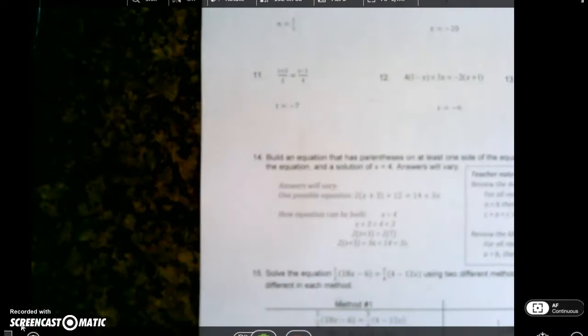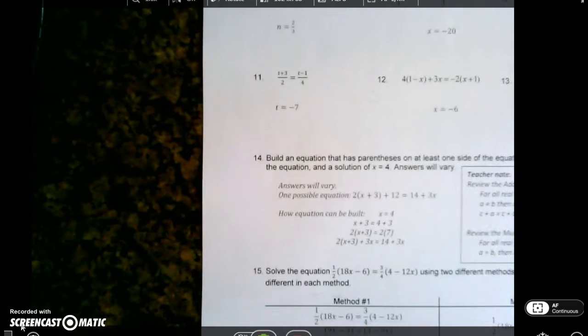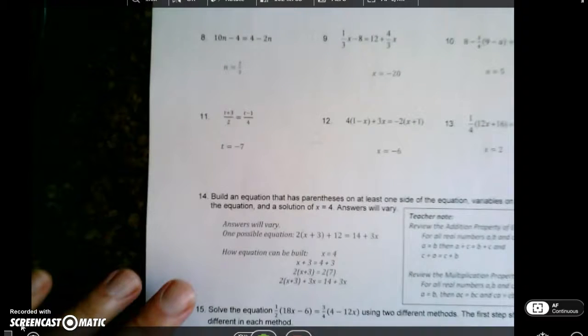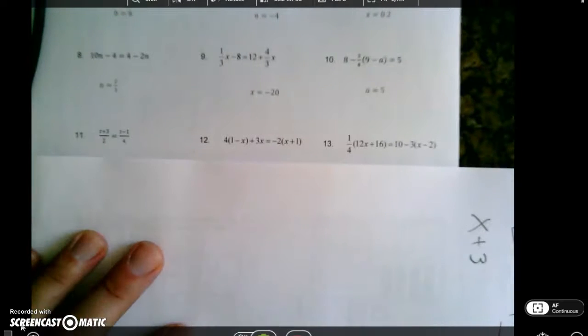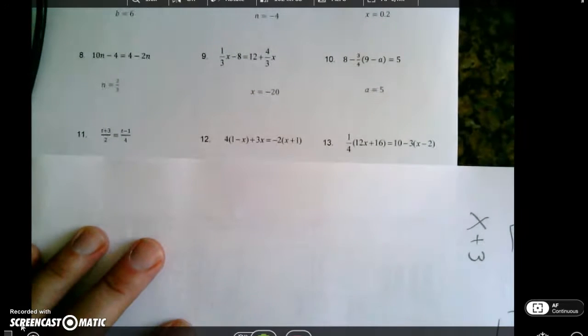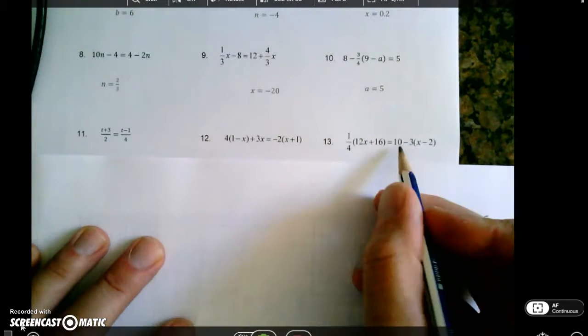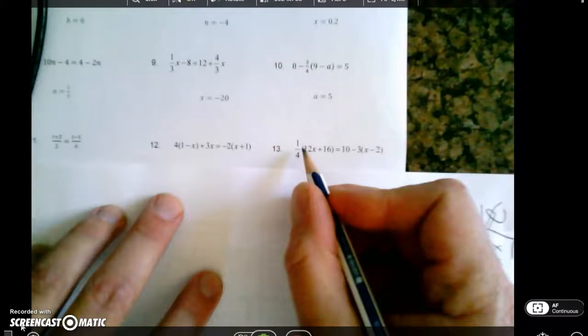How about we do number 12 and 13 if I have time on the video here. So let's take a look at number 12 and see what you got here. Actually, let's do 13. So I'm going to distribute this 1/4 to everything here.